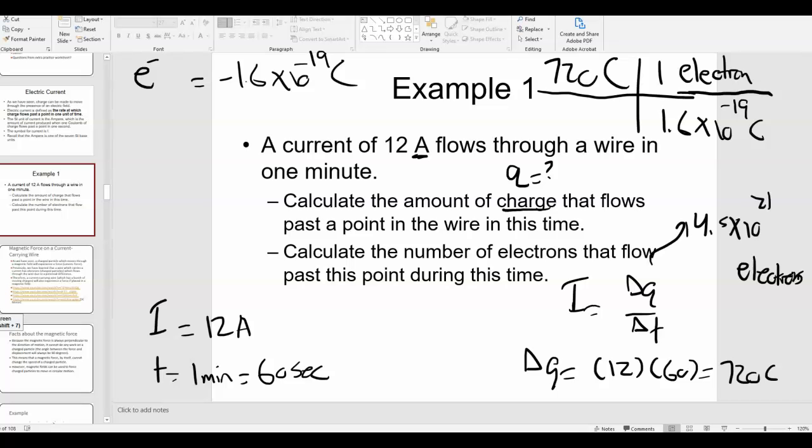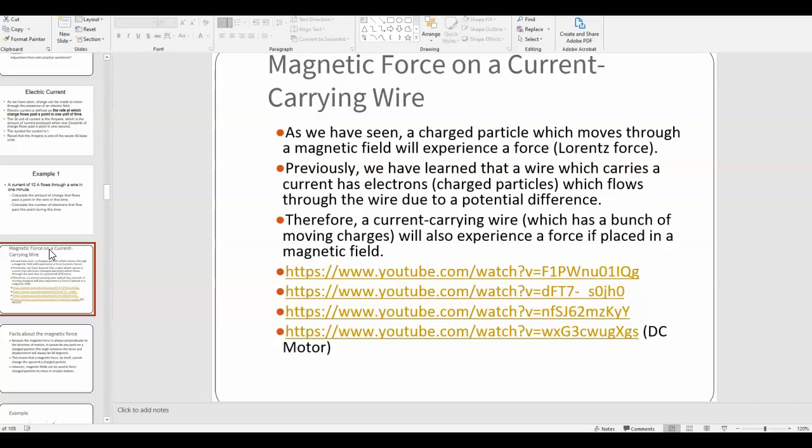Pause it here if you need to write this down. Okay, so of course in the last video we talked about how if you have a moving charge in a magnetic field, it will experience a magnetic force, and the direction of that magnetic force will be given by right-hand rule number 1. Now, since we just talked about current, you might be wondering, what does that have to do with right-hand rule number 1?